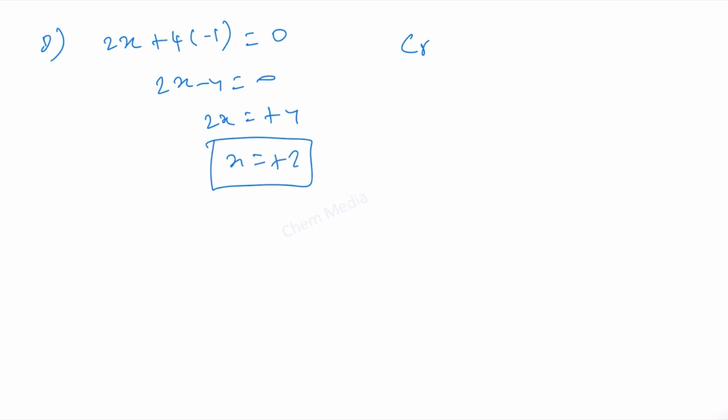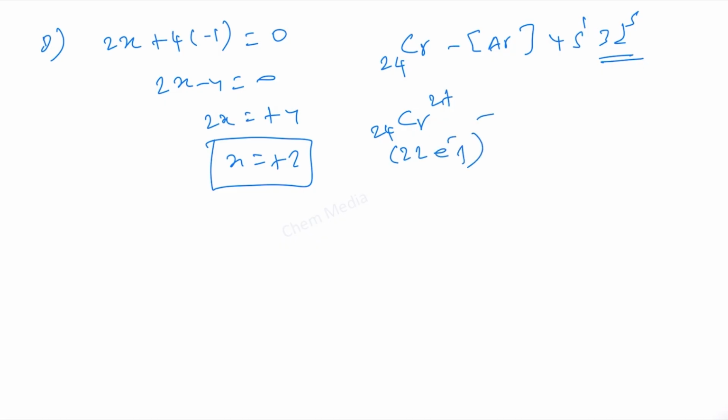So for chromium the atomic number is 24, and for the neutral the electronic configuration is argon 4s1 3d5, because chromium is half filled. Half filled will be more stable, and therefore we have to write it this way. Now it is chromium 2+. For chromium 2+ we will have only 22 electrons. Therefore now the electronic configuration is argon, 4s1 electron is gone. 1 electron from 3d5 is gone. Therefore this is 3d4. So D is 3d4.